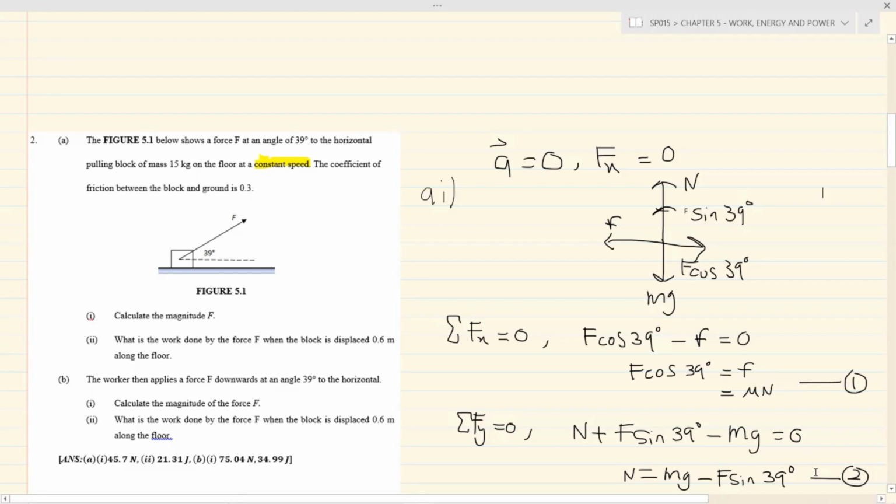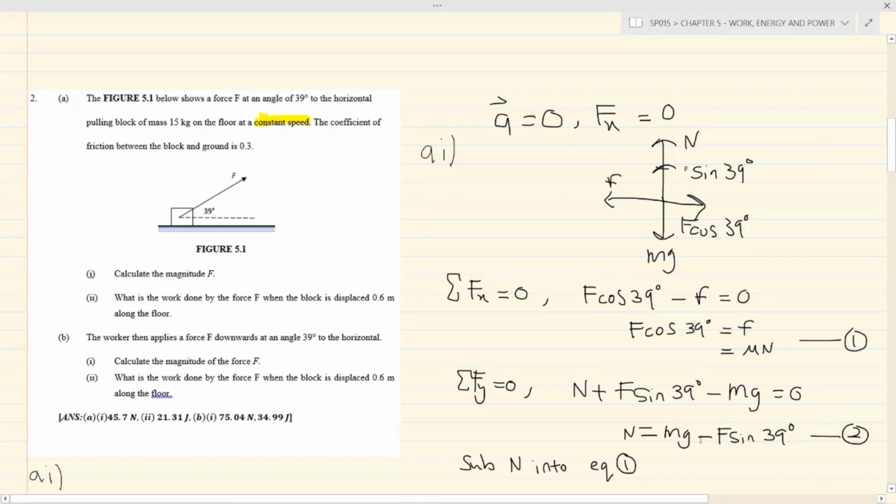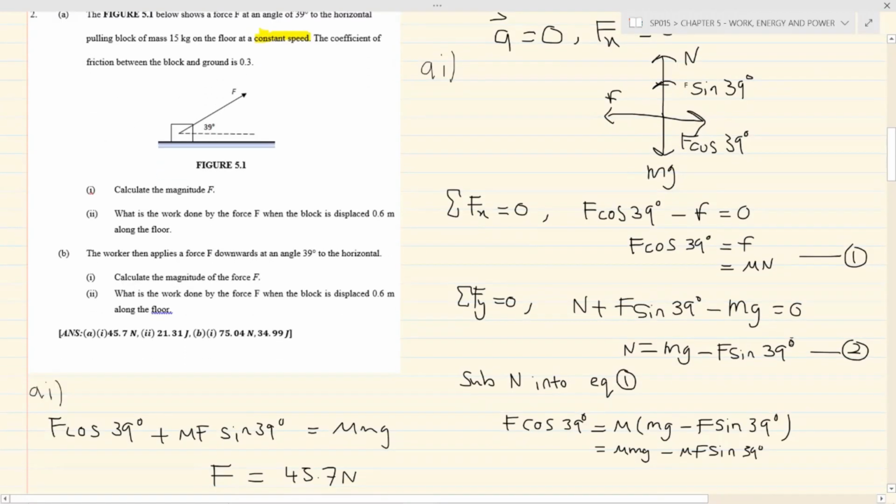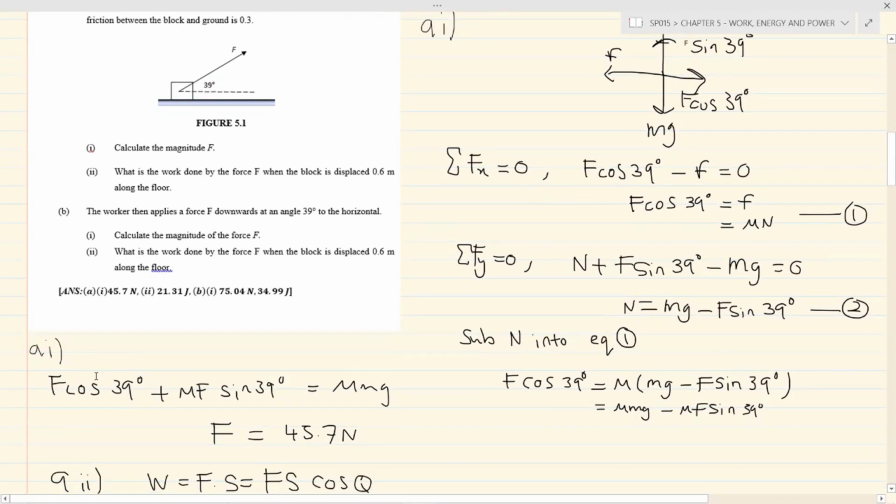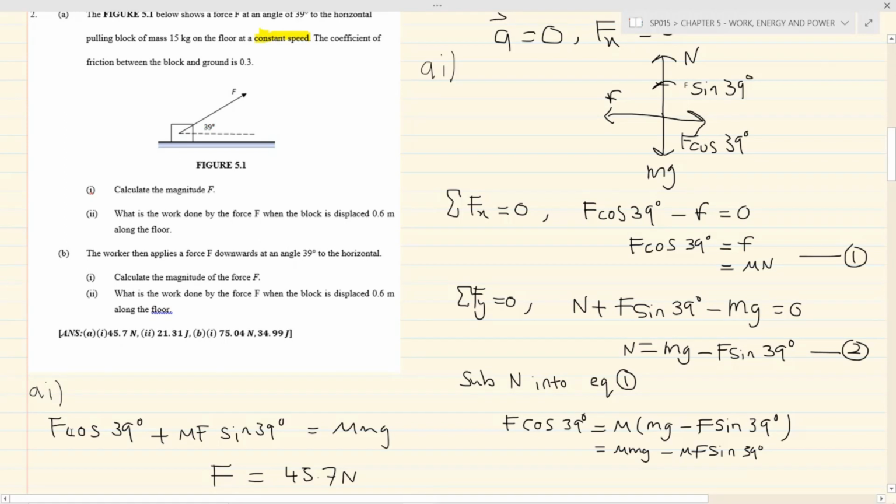When I have two unknowns, I need two equations. So now I have my two equations. What do I do next? I substitute equation 2, this N, into the first equation. The first equation is F cos 39 degree equals mu N. The N that I got from equation 2, I put into the first equation. Okay, so when I put it into the first equation here, I will get this. Oh, sorry, here. So we get F cos 39 degree equals mu times mg minus F sin theta. Expanding the mu, we get mu mg minus mu F sin theta equals F cos theta.